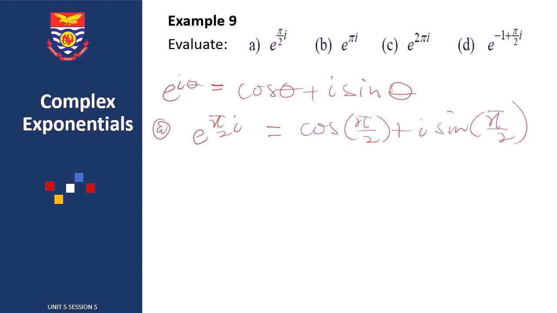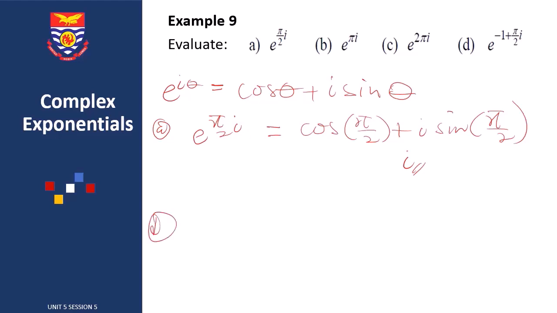So pi on 2 from your calculator, 180 divided by 2, you get 90. That's why cos 90 is actually 0. So you get 0 plus i sine pi on 2, and then sine 90 is actually 1. So in all, you get i. Okay, so let me do maybe one last one with you. You can do the rest.